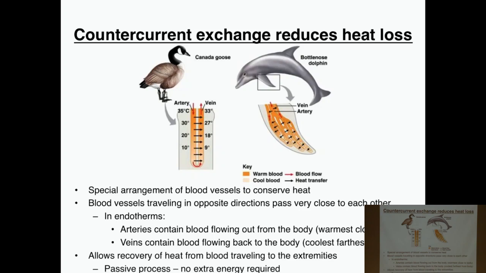So this is a passive process. There's no extra energy required. It just has to do with the setup of the blood vessels in the limbs of these animals. And you observe it, for the most part, in endotherms because they're the ones that have the greatest incentive to conserve that heat. Yeah?